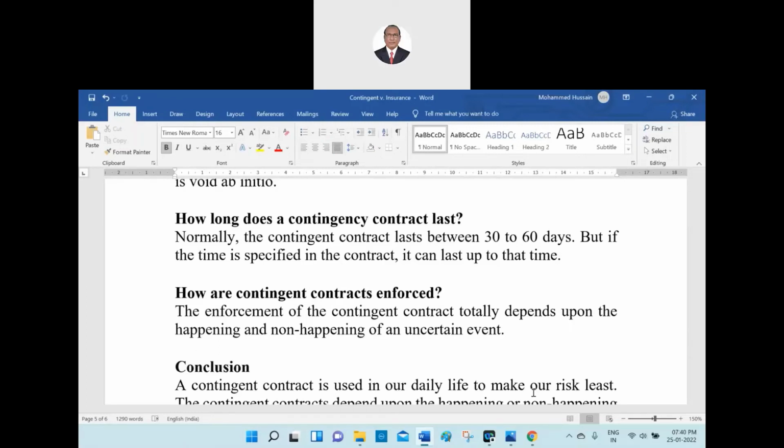But if the time is specified in the contract, it can last up to that time. If the time factor is very important, okay. If it is not there, generally 30 to 60 days will be taken into consideration.